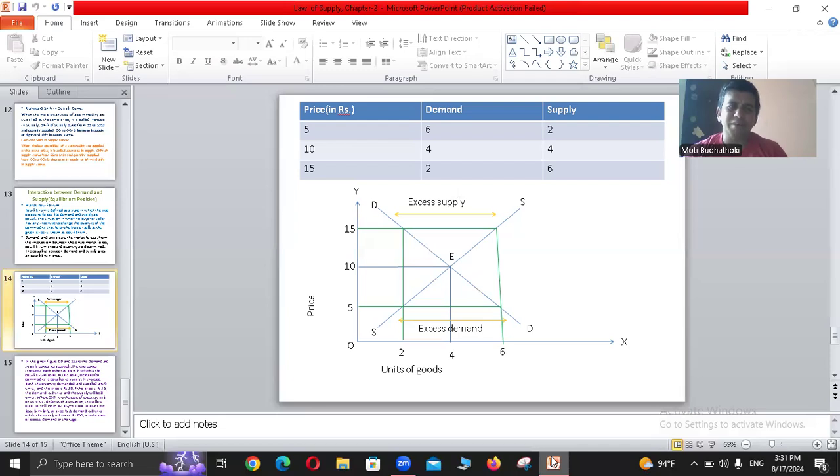Now we can explain this equilibrium point with the help of the following figure. Here on the y-axis the price of commodities is mentioned, and on the x-axis the units of goods are kept. Then in the beginning, when the price is rupees 5 per unit, at that time the demand for that commodity is 6 units, but the supply for that commodity is just 2 units.